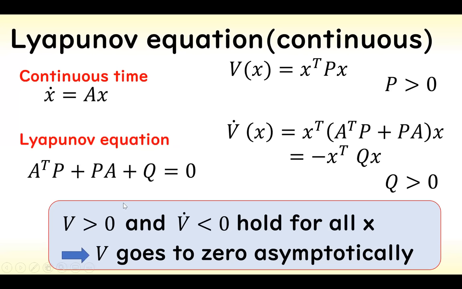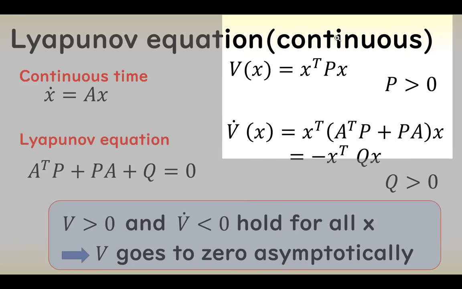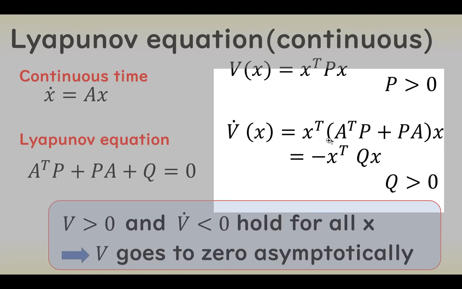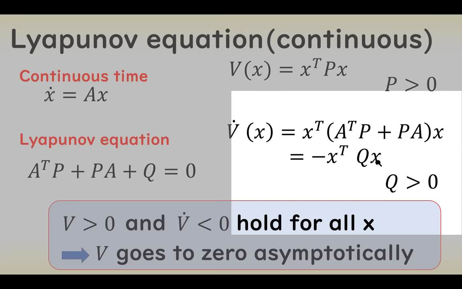This slide shows the case of the continuous time system. The Lyapunov equation is given like this. V is given by this form, and x is the state of the continuous time system. In case P is a positive matrix, V is larger than zero for all x. On the other hand, the time derivative of V is given like this. When Q is a positive matrix, this form is smaller than zero.